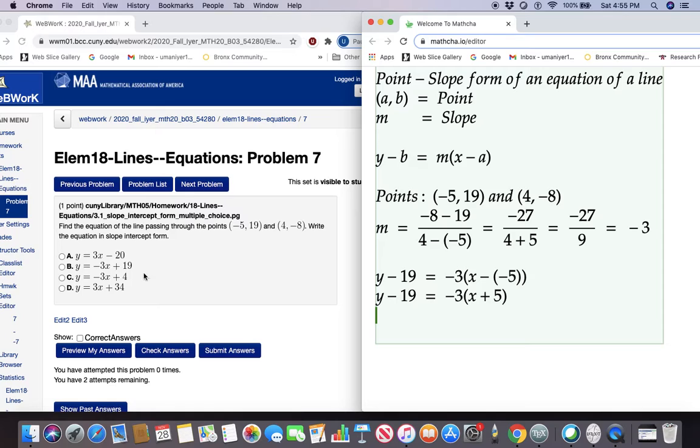They want us to write it in the slope-intercept form. In other words, they want you to solve for y. So y minus 19 equals negative 3x minus 15. Add 19 to both sides. You get y equals negative 3x plus 4. Negative 3x plus 4.